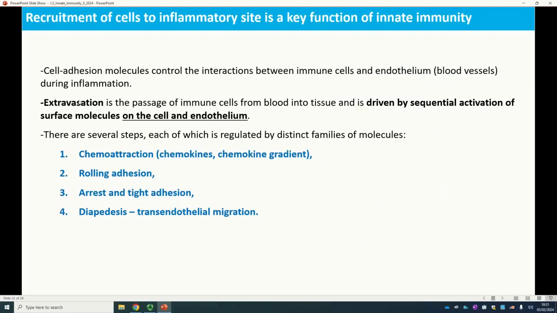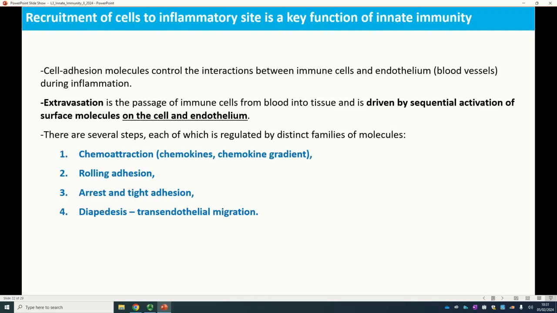So just to recap, extravasation is the passage of those immune cells across the endothelium, and it's done in a sequential pattern by activation of surface molecules on both the leukocyte itself, but also the endothelium. It follows these steps. First we have chemoattraction, so we're following that chemokine gradient. If you remember, we were talking about CXCL8, for example. The leukocyte will be following that like a breadcrumb trail. We then get rolling adhesion, then arrest and tight adhesion, and then diapedesis, which is essentially the migration of the cell through the endothelium.